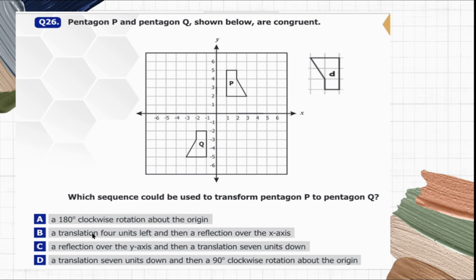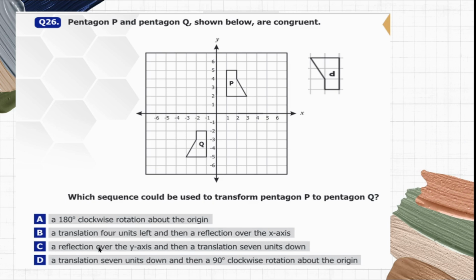Option B is a translation 4 units left and then a reflection over the x-axis. If we move this shape 4 units left and take the reflection, the new shape will be again upside down, which is not like Pentagon Q. So option B is also incorrect.